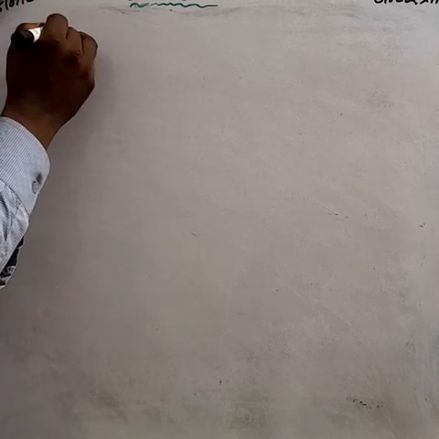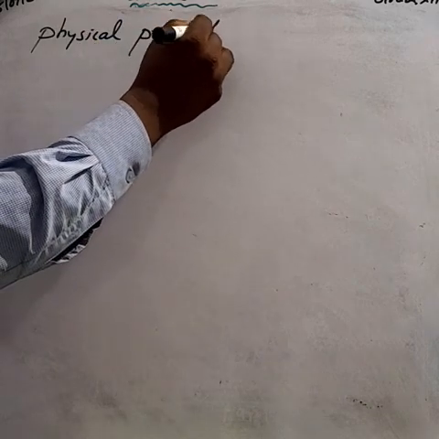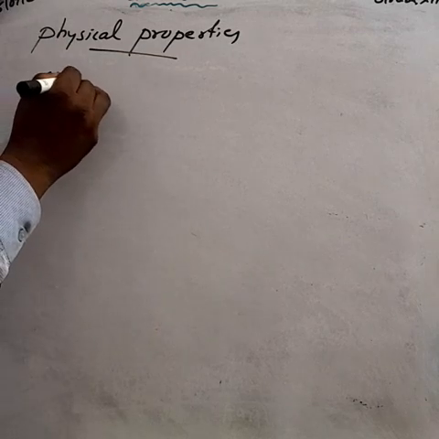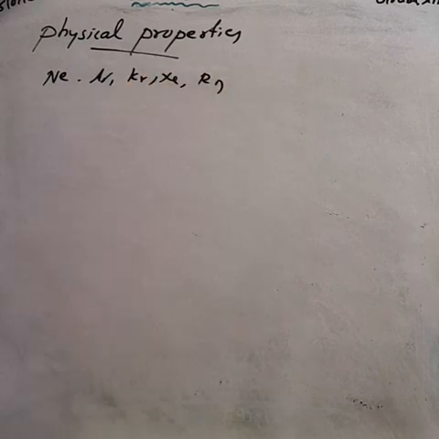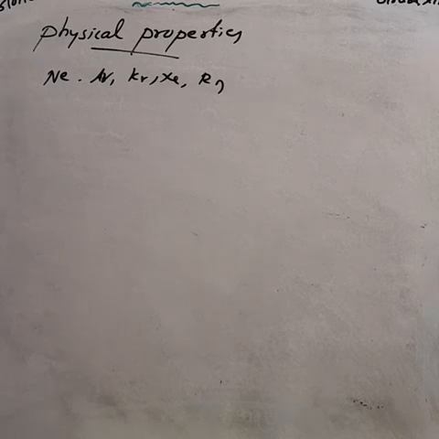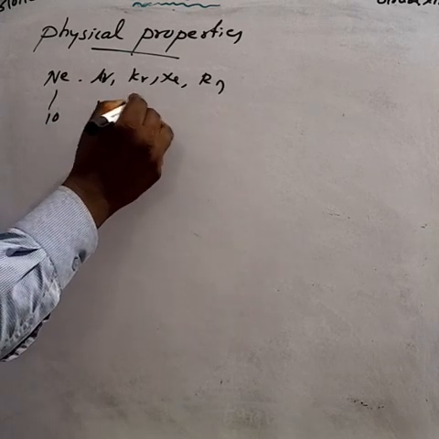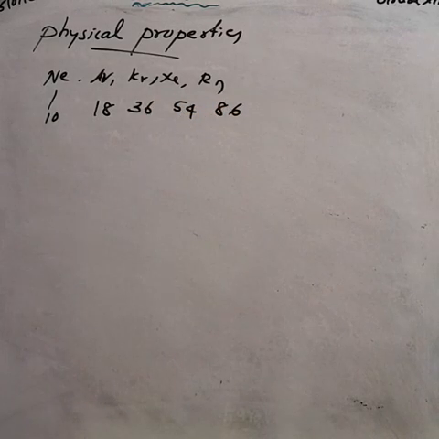Here we can see some of the physical properties of the noble gases. We are not mentioning helium here, only neon, argon, krypton, xenon, radon. These are all gases. Atomic numbers, all of you know: neon 10, argon 18, krypton 36, xenon 54, and radon 86.